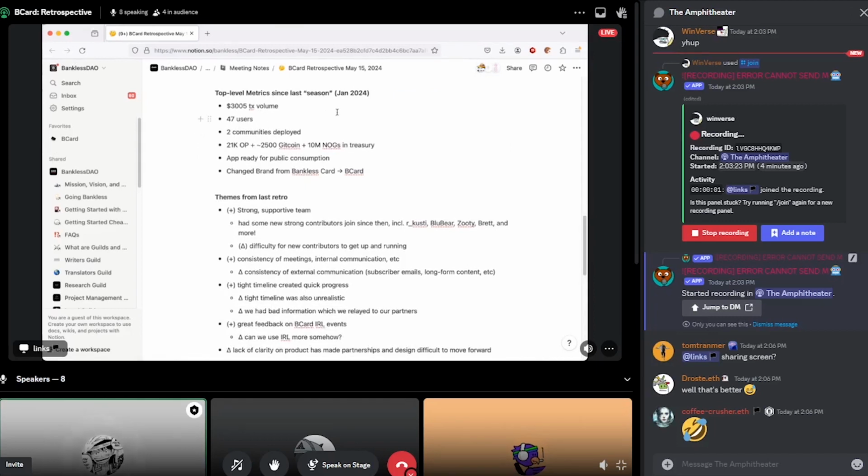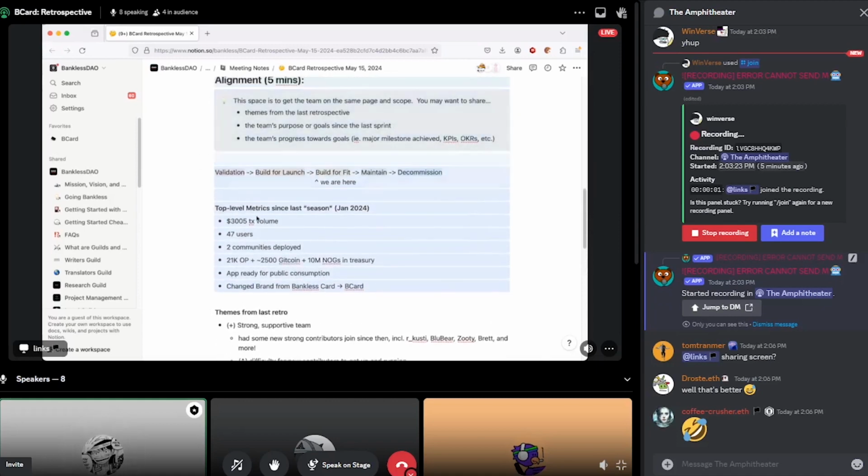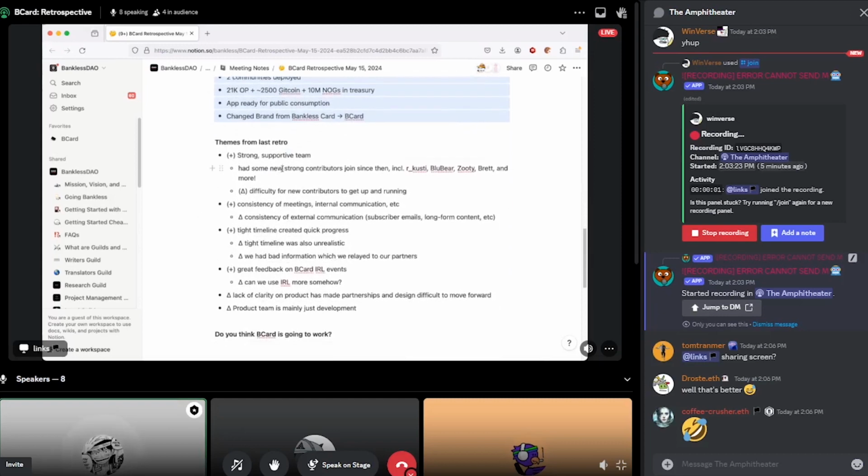Top level metrics since January 2024: we have $3,000 of transaction volume, 47 users, 2 communities deployed, 21,000 OP, and around 2,500 from Gitcoin, and 10 million NOGs that we have in our treasury. So this is all incoming treasury stuff that happened in the last couple weeks. We have an app ready for public consumption, and we changed our brand from Bankless Card to bCard. So lots of work that we did in the last season, which is about 5 months, so really great there.